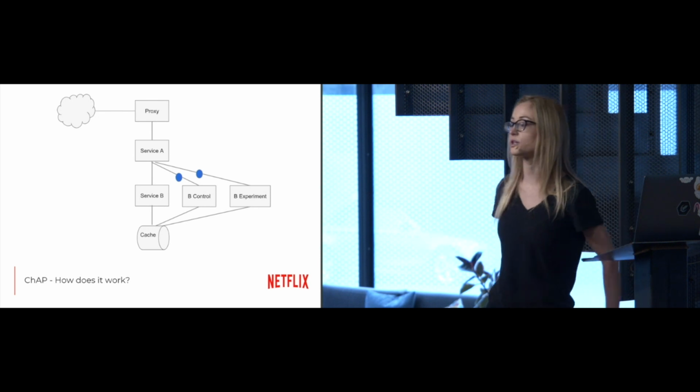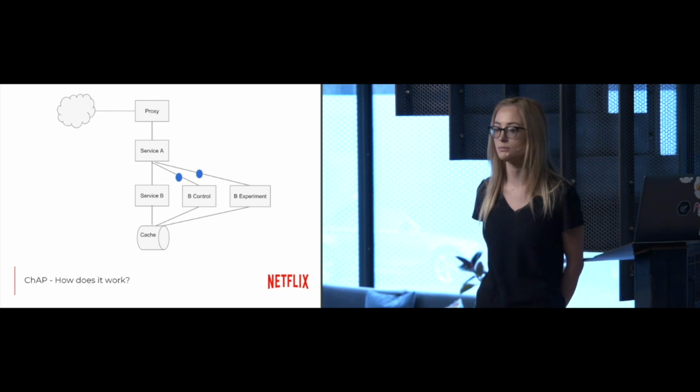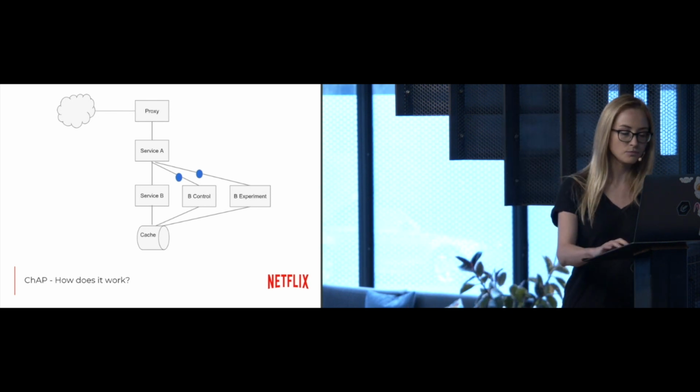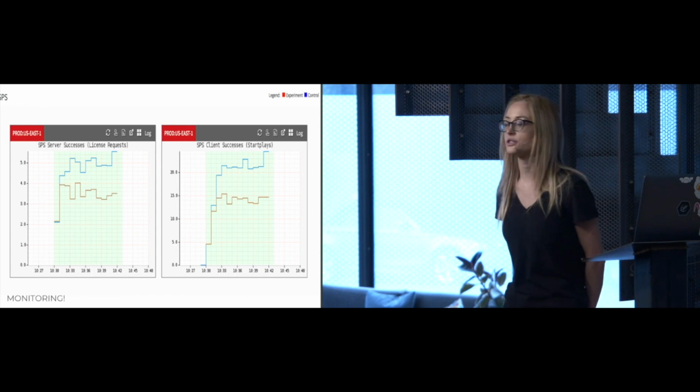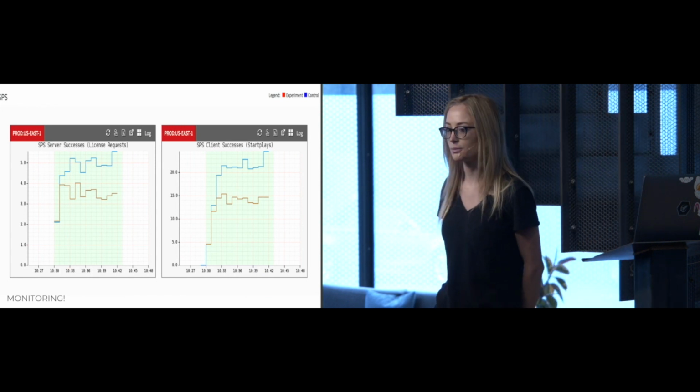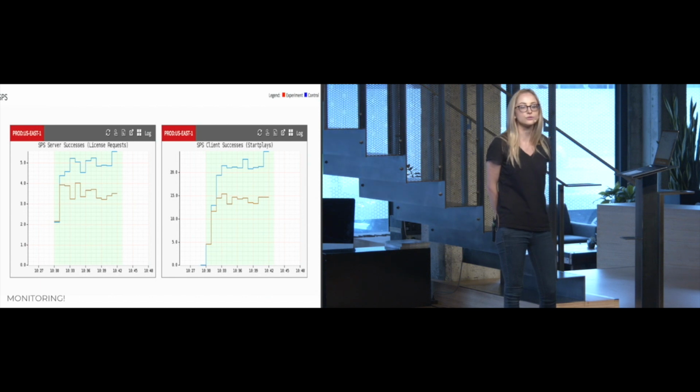From the point of view of service A, it looks like everything is actually behaving normally. So how do we monitor this while these chaos experiments are running? Because it has the potential to go very poorly.